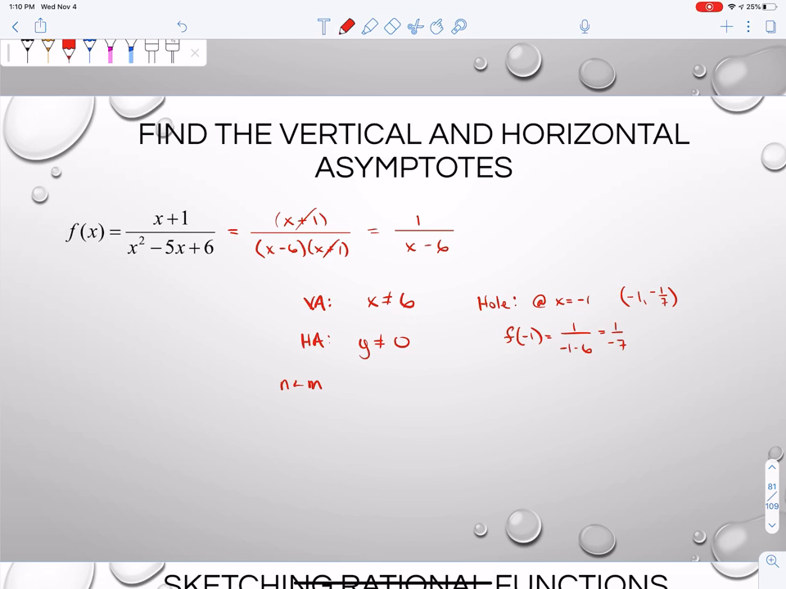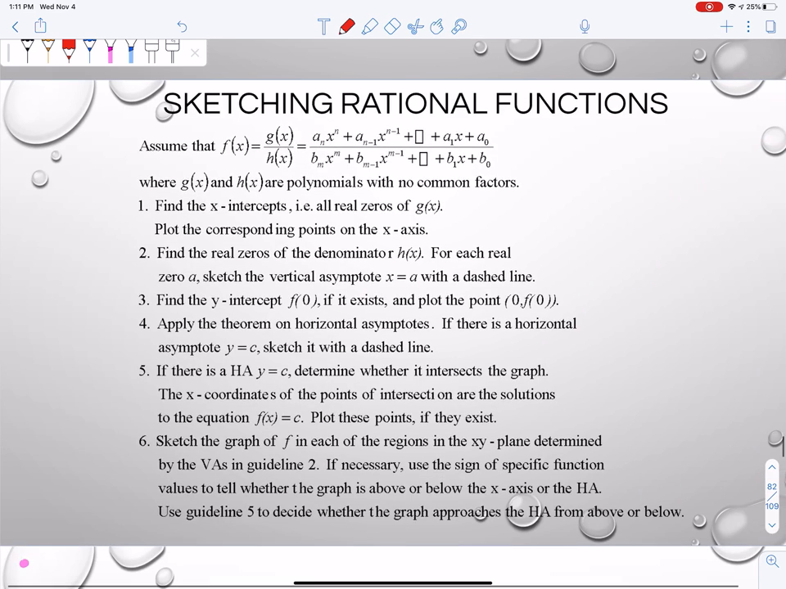So we have a vertical asymptote at 6, a horizontal at 0, or the x-axis, and we have a hole in the graph at -1, -1/7.